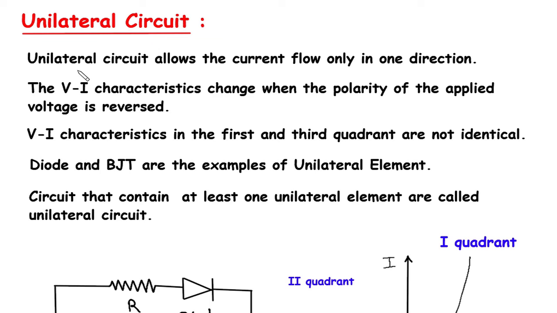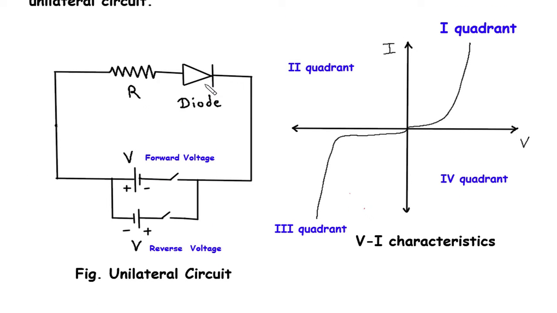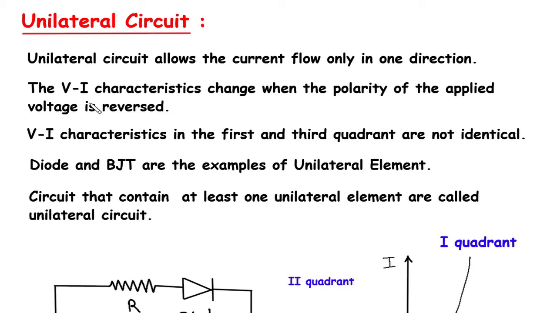Unilateral circuit. Unilateral circuit allows the current flow only in one direction. Now here we can see this is a unilateral circuit. When we turn on this forward voltage, at that time the current will flow from positive terminal to negative terminal. This is the plot for VI characteristics in first quadrant. The VI characteristics change when the polarity of the applied voltage is reversed.